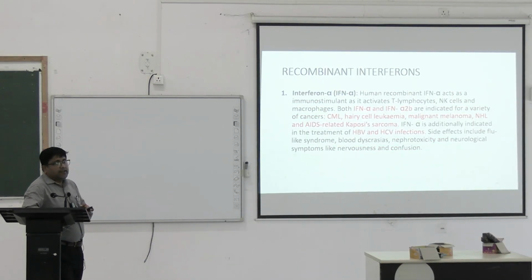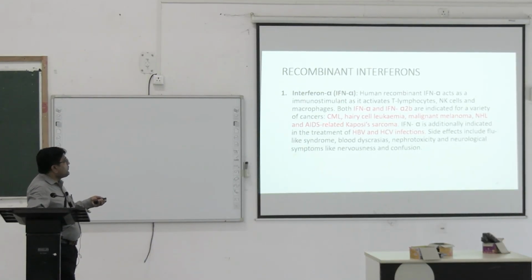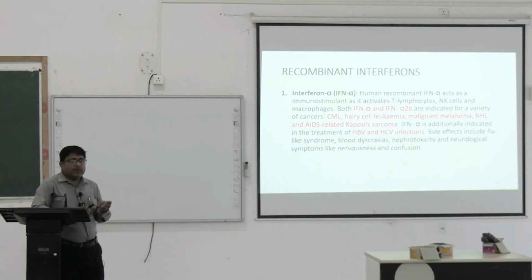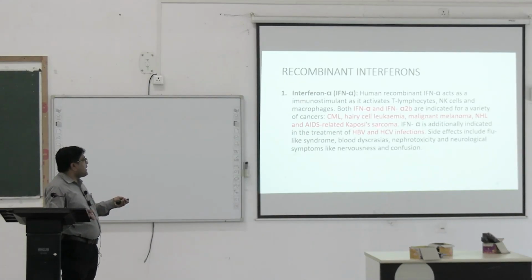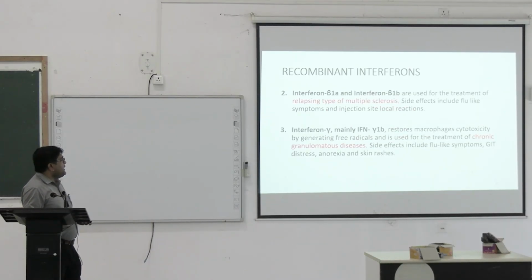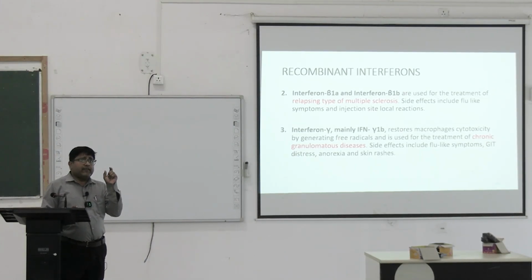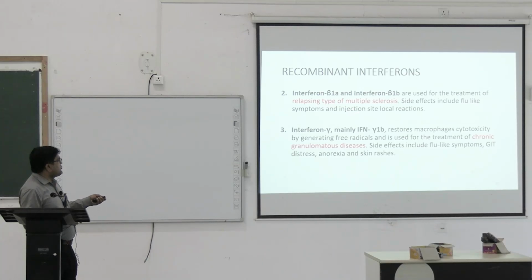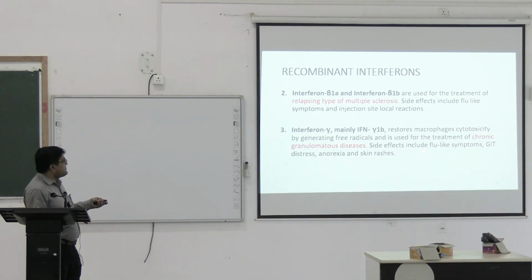Recombinant interferons include interferon alpha and interferon alpha 2b. They are useful in treatment of cancers like chronic myeloid leukemia, hairy cell leukemia, non-Hodgkin's lymphoma, malignant melanoma, and AIDS-related Kaposi sarcoma. They are also useful in the treatment of hepatitis B virus and hepatitis C virus. Interferon beta 1a and beta 1b are used for the treatment of relapsing type of multiple sclerosis. Interferon gamma, particularly interferon gamma 1b, is useful in chronic granulomatous disease. That's all.